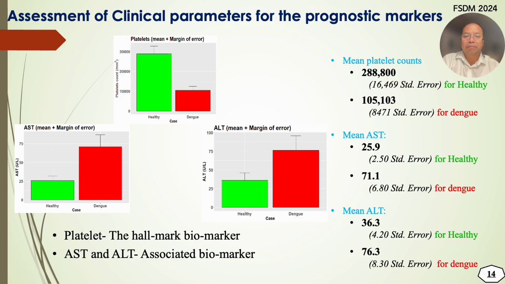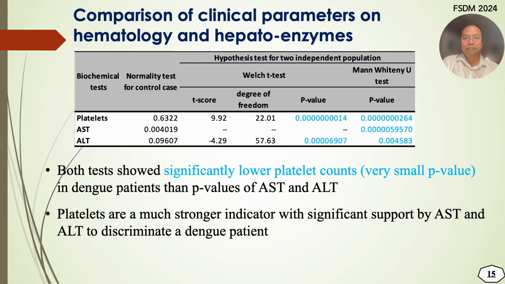And for the AST, the mean AST count is 25.9, and for the dengue patient it rose to 71.1, and for the ALT the mean count for the healthy is 36.3, and for the dengue patient it rose to 76.3. Now the platelet is the hallmark biomarker, and AST and ALT are associated biomarkers.